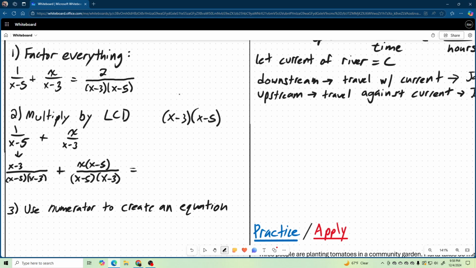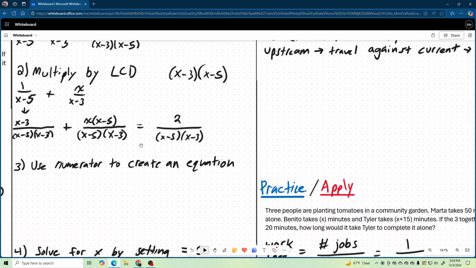over x minus 3 times x minus 5. The LCD is already exactly what we want it, so we literally don't have to change this one at all. So 2 over x minus 5 times x minus 3. Okay, perfect. So now we have our expression where we've taken the LCD, and the important thing that this second step did is it made sure that all of our denominators are the same.